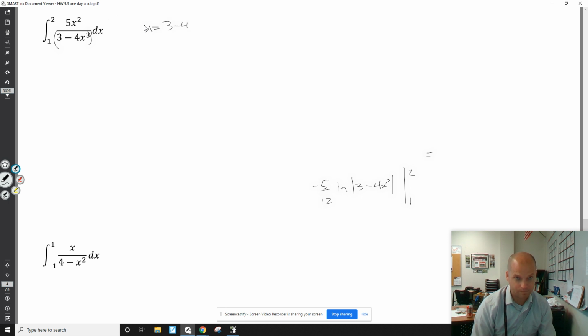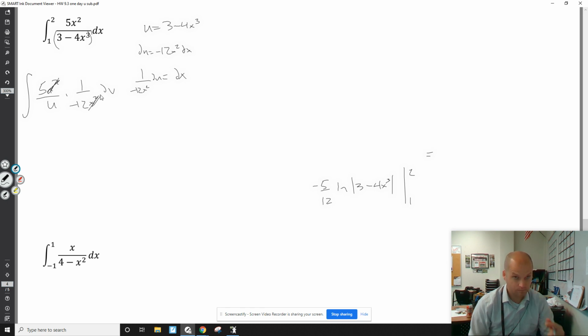So u equals the bottom. Du equals negative 12x squared dx. This is where the 5/12 is going to come from. Dx is 1 over negative 12x squared du. Substitute in. I got 5x squared over u, 1 over negative 12x squared du. X squareds go away. If I have an x of 1, u turns into negative 1. If I have an x of 2, 3 minus 32, 8 times 4 is 32. 3 minus 32 is negative 29. Great.